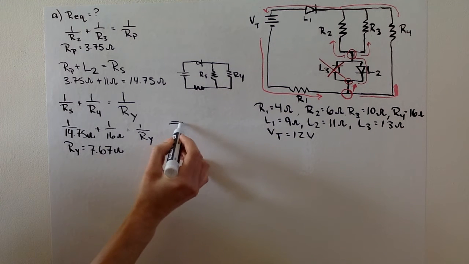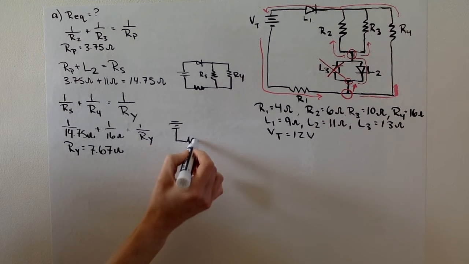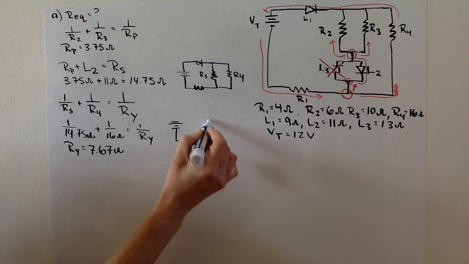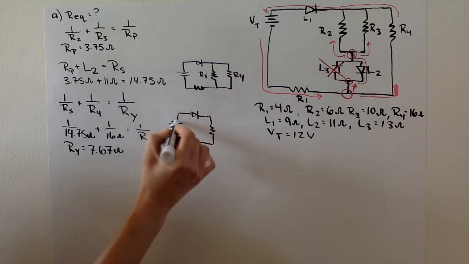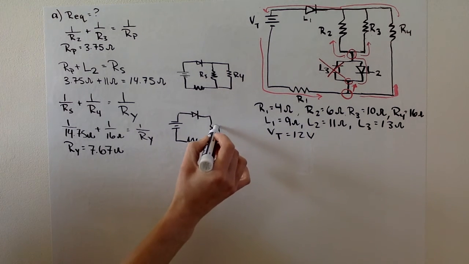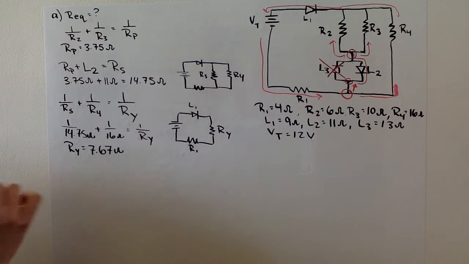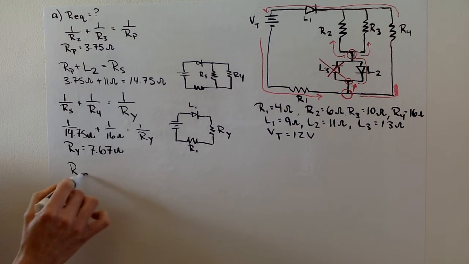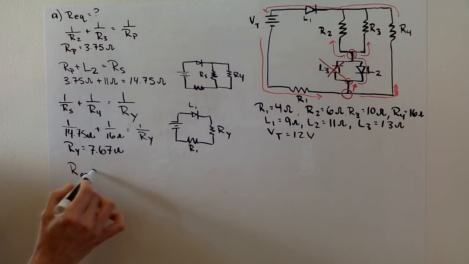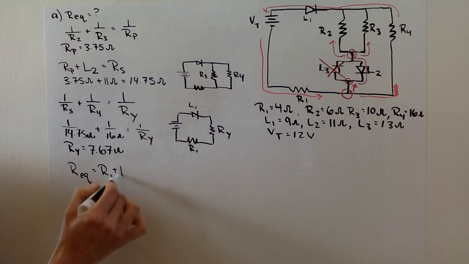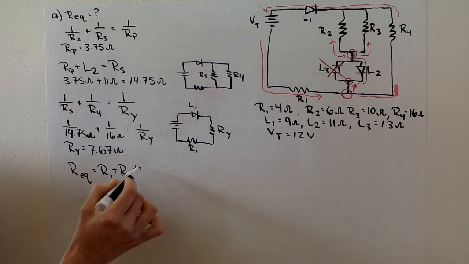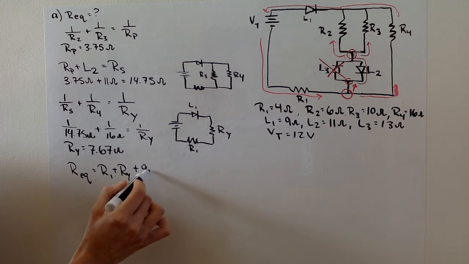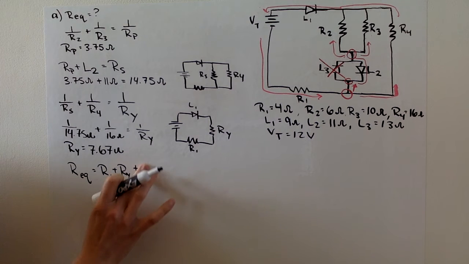I've taken these two and turned them into RY. So I have left here my battery, R1, RY, and then LED1. This is R1, this is RY, and this is L1. Now I have a series circuit left, and in a series circuit you just add them together. So Req, the equivalent resistance of the whole circuit, will be R1 plus RY plus LED1, which is 9 ohms. I can just put in here L1.